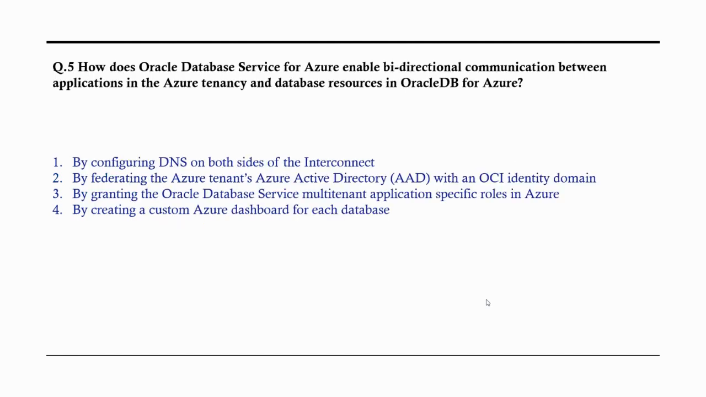Now, question 5. How does Oracle Database Service for Azure enable bidirectional communication between the application in the Azure tenancy and a database resource in Oracle DB for Azure? This bidirectional communication currently happens through DNS. Hence your correct answer is DNS: answer 1, by configuring the DNS on both sides of the interconnect. Options 2, 3, 4 are not the right options.